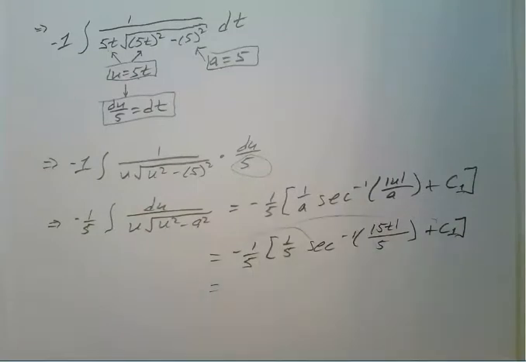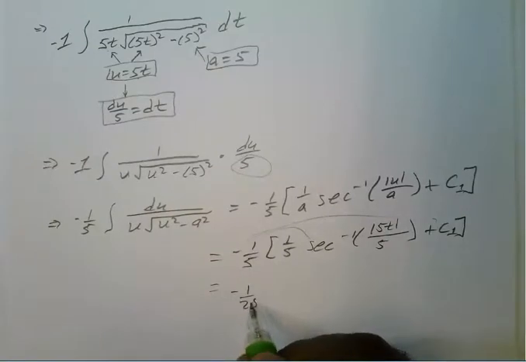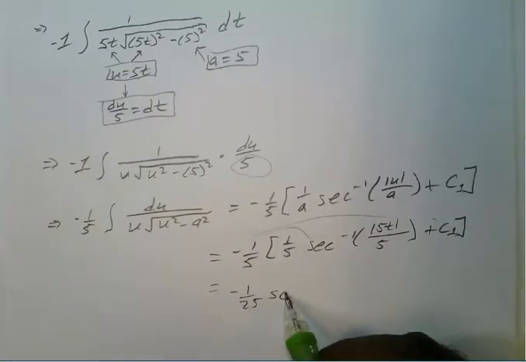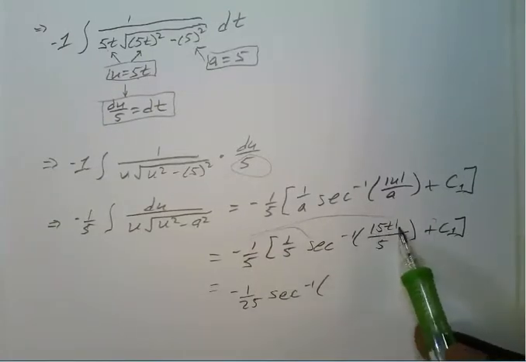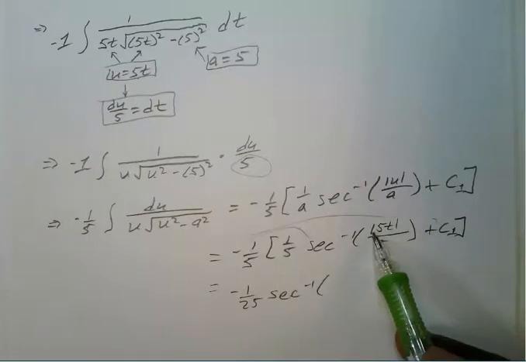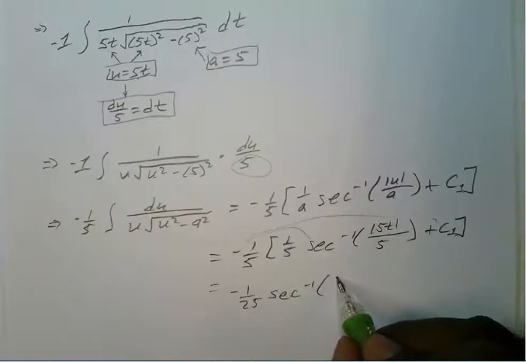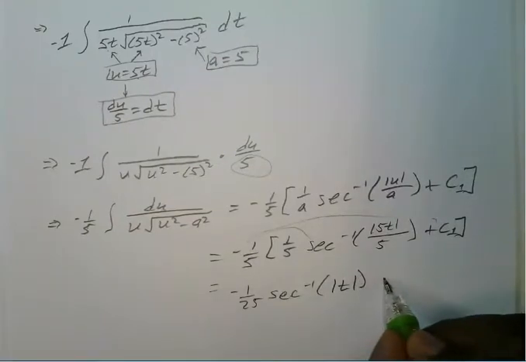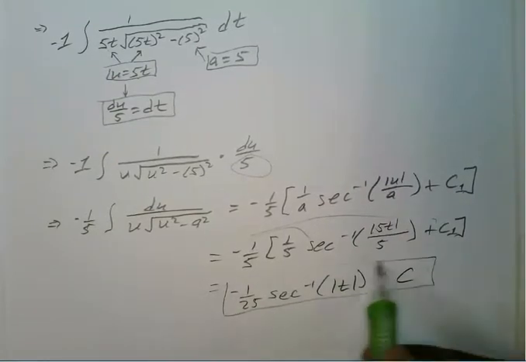So we go ahead and distribute. Negative 1 over 5 times 1 over 5 is negative 1 over 25. So secant inverse, absolute value of 5t over 5. We can go ahead and separate those as the absolute value of 5, which is 5, times the absolute value of t. So the two 5's cancel out. So we end up with just the absolute value of t plus our constant c.